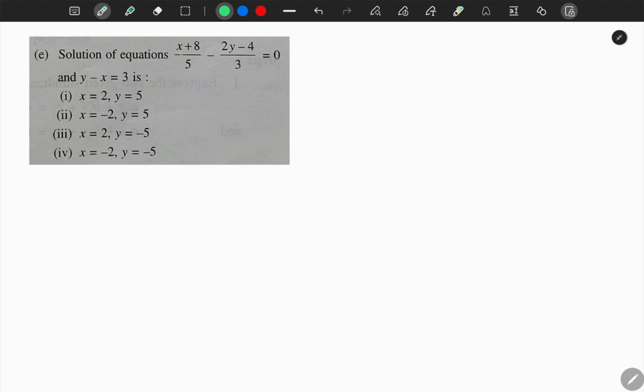Solutions of equations (x + 8)/5 minus (2y - 4)/3 equals 0 and y minus x equals 3 is what? I'll note down the equations. First equation is (x + 8)/5 minus (2y - 4)/3 equals 0 and y minus x equals 3. Now none of these two equations are in standard form. So first I'll convert them to standard form.